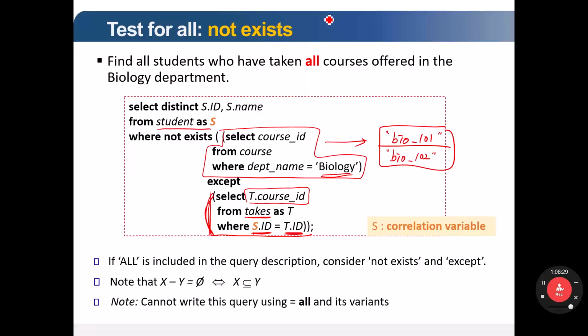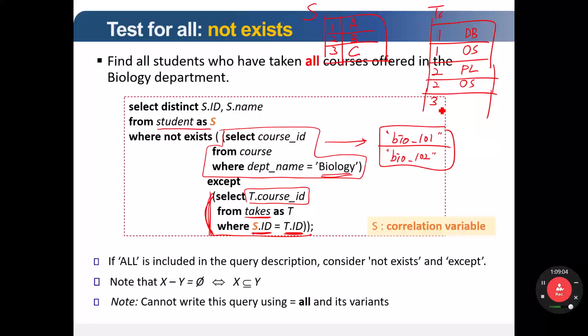Let's say we have a student table S and text table T. Let's say student ID 1, 2, 3 exists in S: Alice, Bob, and Charlie. And inside the text table, let's say Alice took database course, and Alice took OS course, and Bob took, I don't know, programming language course, and Bob took OS course, and Charlie took just one single database course. Let's assume this case.